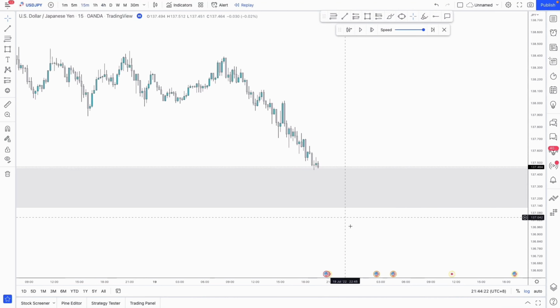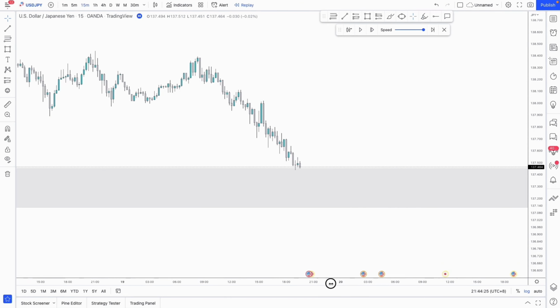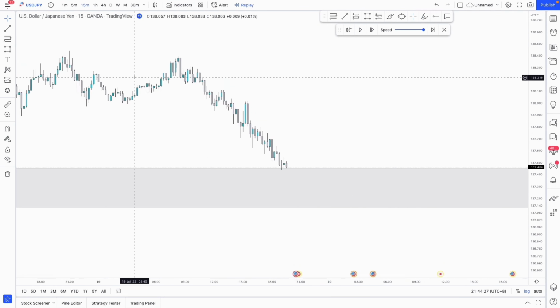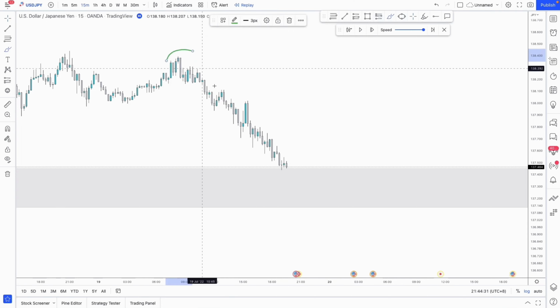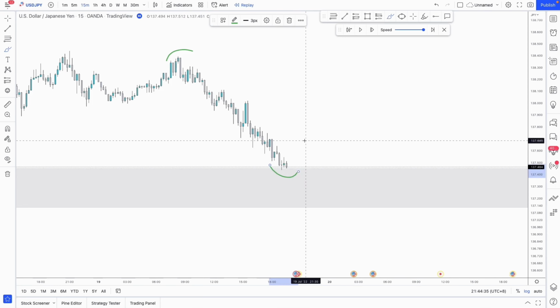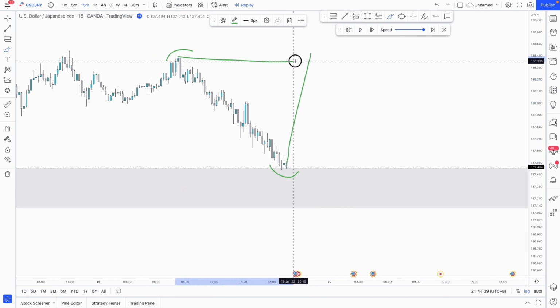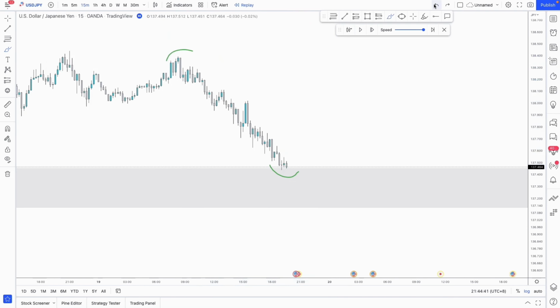So once we get inside of here, essentially we're looking for a change of character. We're not looking for a break of structure. What do we know? We know that this high is responsible for this low if it bottoms out here. So a break of structure would mean having to take out this high. We don't need a break of structure because we already understand that the higher time frames are bullish.